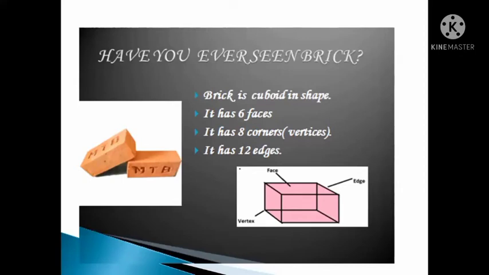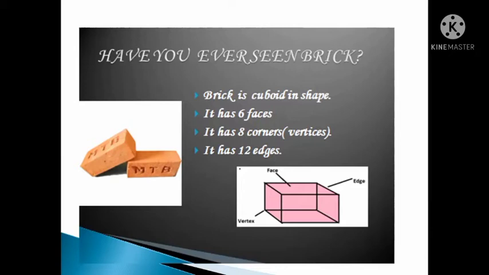Have you ever seen a brick? Yes. Bricks are used to construct buildings. A brick is cuboid in shape. So what are the properties of a brick? A brick is cuboid in shape, right? So the cuboid properties will be there in a brick.